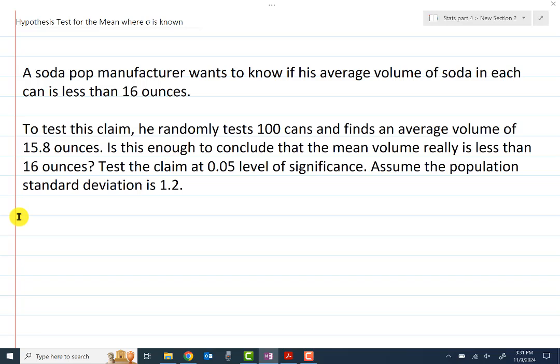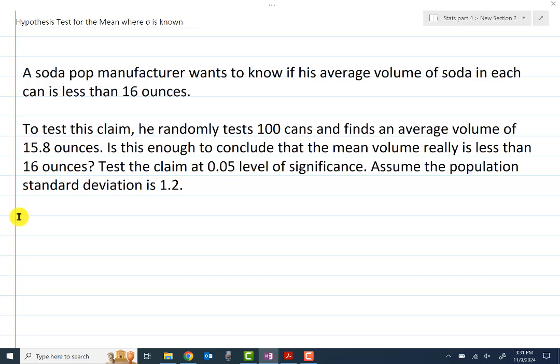Today we're going to start doing hypothesis testing, and this is by far the most important subject of the class. We're going to be looking at three different types of hypothesis testing, and the first one is what this video is about. We're going to be testing for the mean, using a test where sigma, the population standard deviation, is known.